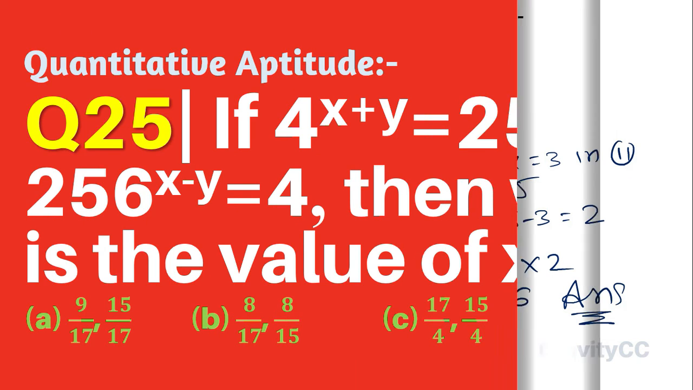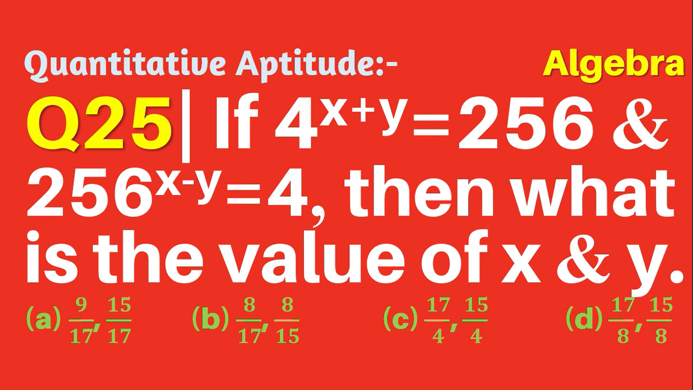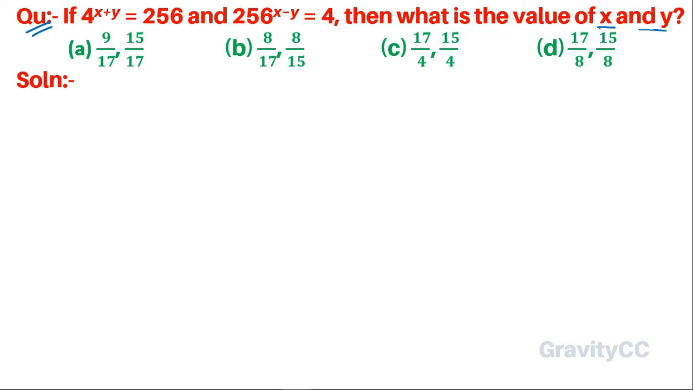If 4 to the power x plus y equals 256 and 256 to the power x minus y equals 4, then what is the value of x and y? In this we have to find the values of x and y, and given is 4 to the power x plus y is equal to 256 and 256 to the power x minus y equal to 4.